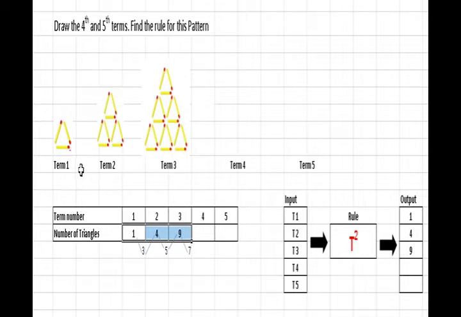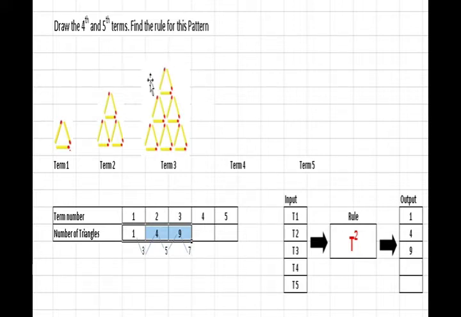Before I move on, you would notice that I'm calling it term 1, term 2, term 3. You could also refer to it as figure 1, 2, 3, 4, and 5, or diagram 1, 2, 3, or pattern 1, 2, or 3. Anything you want. It means the same thing. Term 1 is referring to the first picture. This entire pattern is made up of these different terms. It's not just the first picture that is the pattern. It's all these terms put together that make up the pattern.